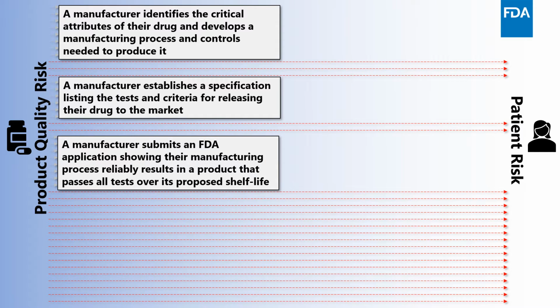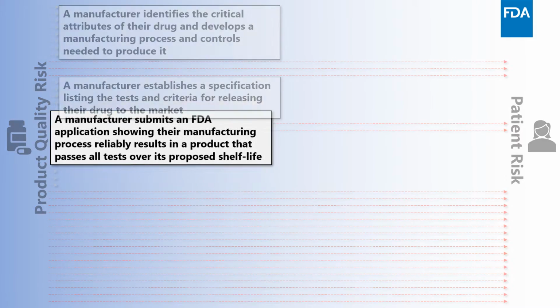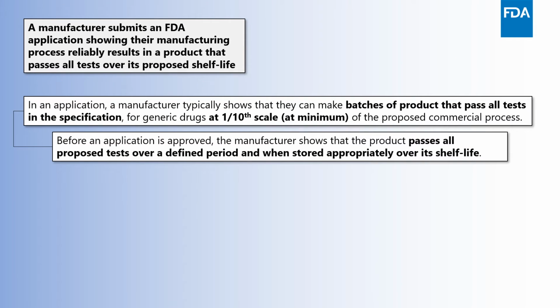Before a drug product can be marketed in the US, a manufacturer seeks FDA approval by submitting an application showing they have designed a manufacturing process that reliably results in a product that passes all tests over its proposed shelf life. In an application, a manufacturer shows that they can make batches of product that pass all tests in the specification.